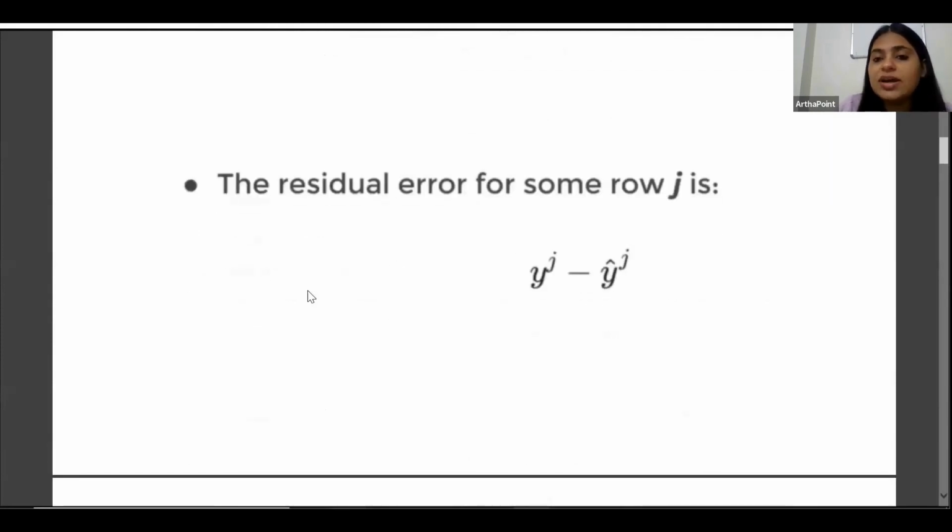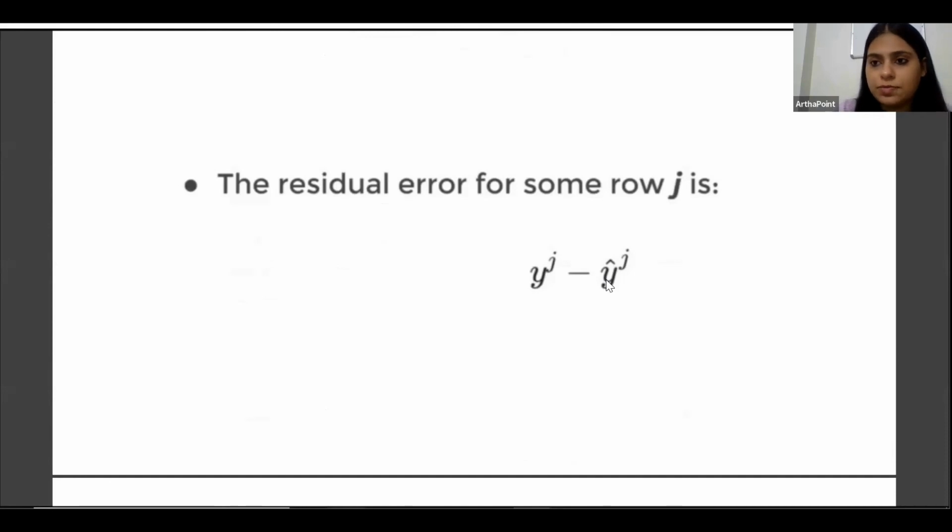Let me just show you that. So this is how your error looks. Y is the actual value. Y hat is what is predicted by the machine. The gap between Y and Y hat is called the error term. At any point of time, the aim of the machine is to minimize the error.